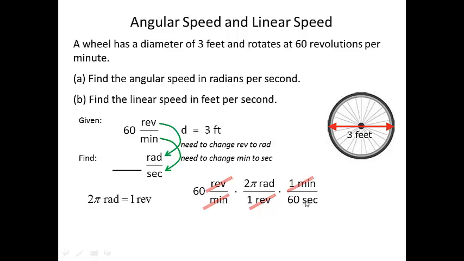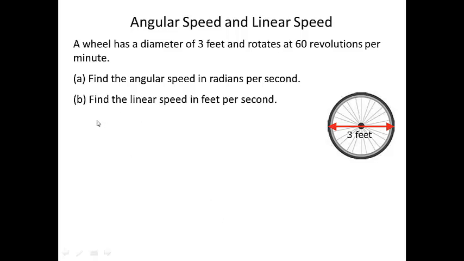And now we just have to do the number parts of it, because now our answer is going to be in radians per second. I know that the 60s can cancel because one's on the top, one's on the bottom. And basically we're left with the answer. And the answer is going to be 2 pi radians per second. That's how we do part A. The hardest part right here, or the new part for you, may be this right here. Okay? Alright. Now we're going to do part B.